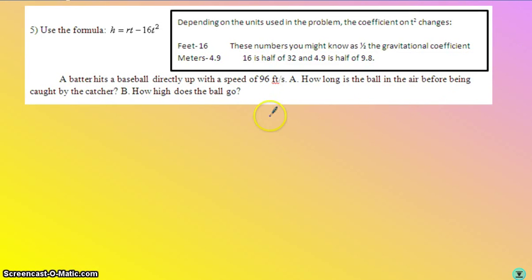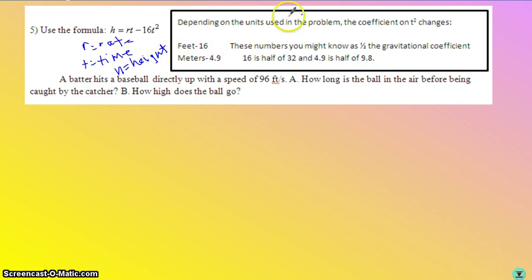Alright, the last one we're going to look at is a height problem. So we have used the formula h equals r times t minus 16t squared. Now, the r is your rate, t is time, and h is height.